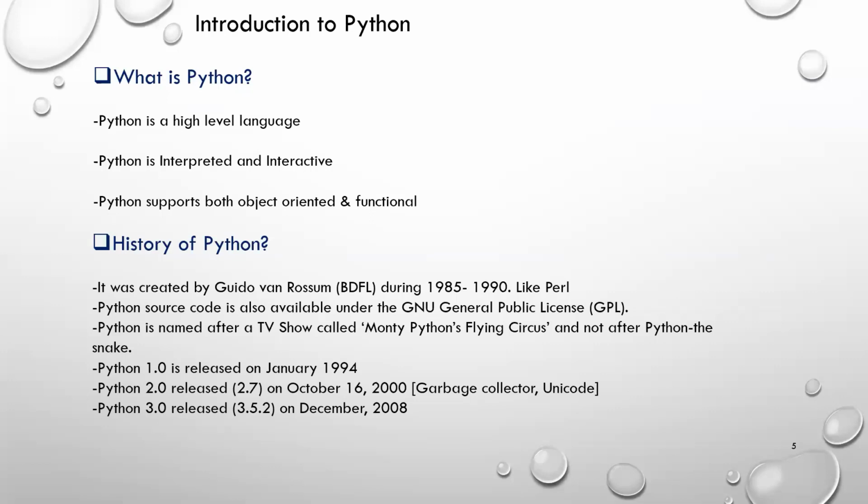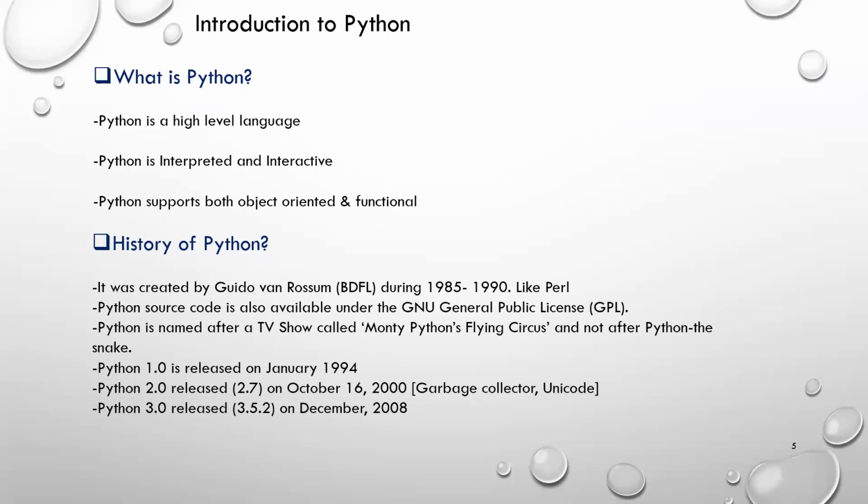So it supports both. Actually, in dealing with a lot of data, big data, machine learning, and artificial intelligence, in most cases we won't require the object-oriented concept, so it's mostly functional programming. Initially it was created by Guido van Rossum, and it's like Perl, right? Perl is also a kind of scripting language. Python source code is also available under the GNU General Public License.